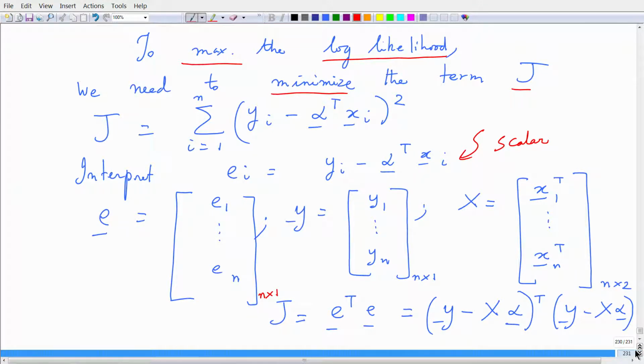Now, the cost J is basically e transpose e, which can be written as y minus the matrix X times alpha, transposed, times y minus X times alpha. The matrix X is an n by 2 matrix consistent with our notations, and the vector y is an n by 1 vector, and you can just check the sanity. This is an n by 2 and this is a 2 by 1. So, this gives me an n by 1 and y is n by 1. So, everything is sane in our formulation.